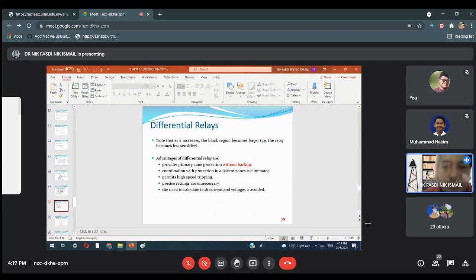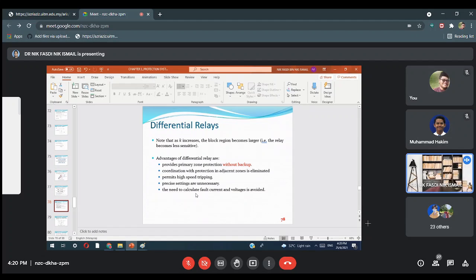Alright. Advantages of differential relay are: provide primary zone protection without backup. Connection with protection in adjacent zone is eliminated. Permit high-speed tripping. Precise settings are unnecessary. The need to calculate fault current and voltage is avoided.